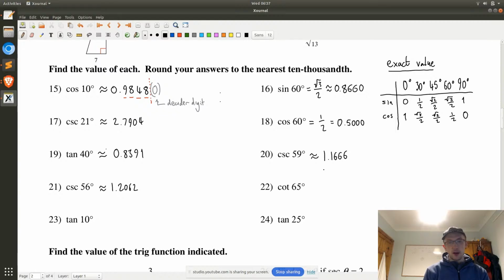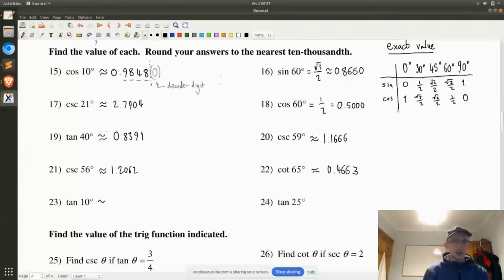Cotangent of 65 degrees. That's 1 over tangent of 65 degrees. So enter into your calculator tan 65 degrees. And I'm going to hit the little reciprocal button, which is x to the minus 1 on many scientific calculators. Press equals, I get 0.4663. And we should check.